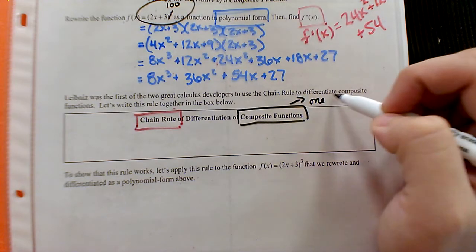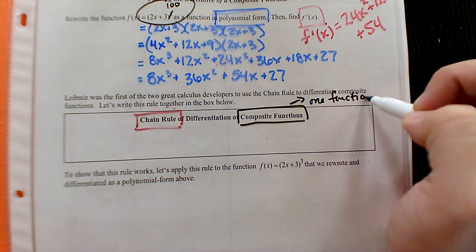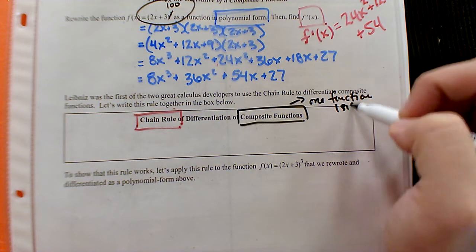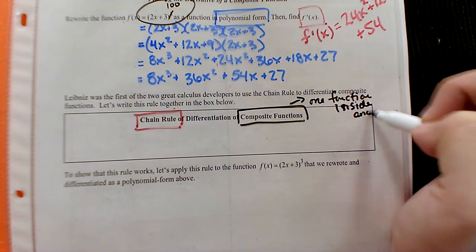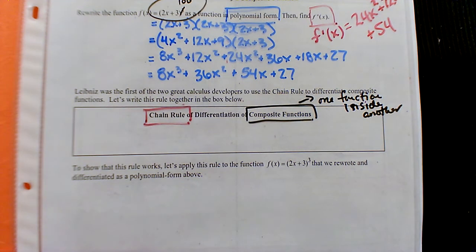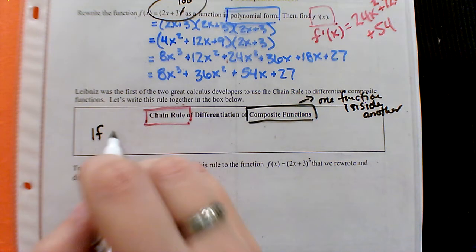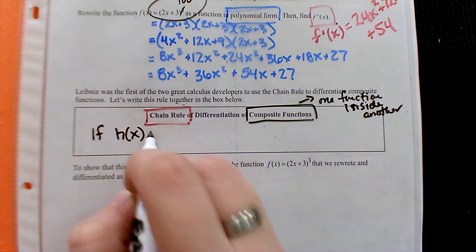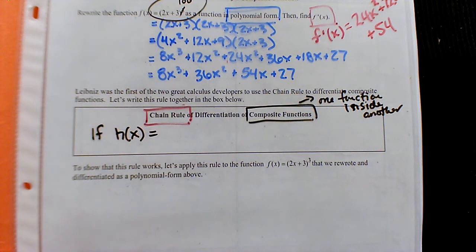So if you want to write that down, that's okay. One function inside another. So that's something key for us to look for. If we can identify one function inside of another one, we're going to go ahead and utilize this shortcut called the chain rule. So how this works, we'll go ahead and write down a general statement, but then we'll apply it to some problems so hopefully it'll start to sink in.